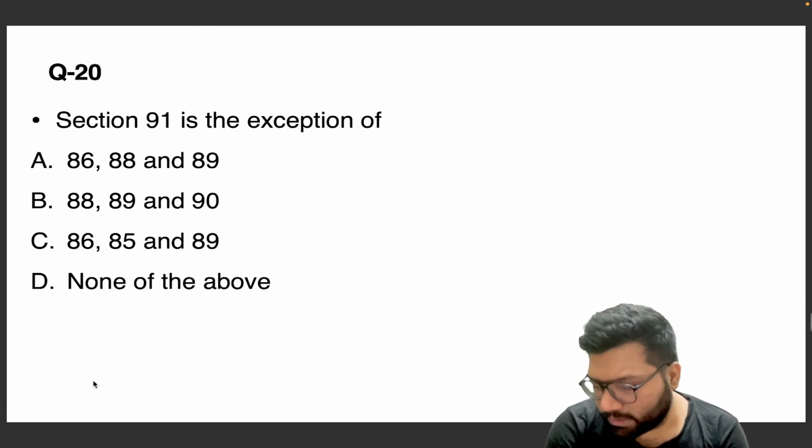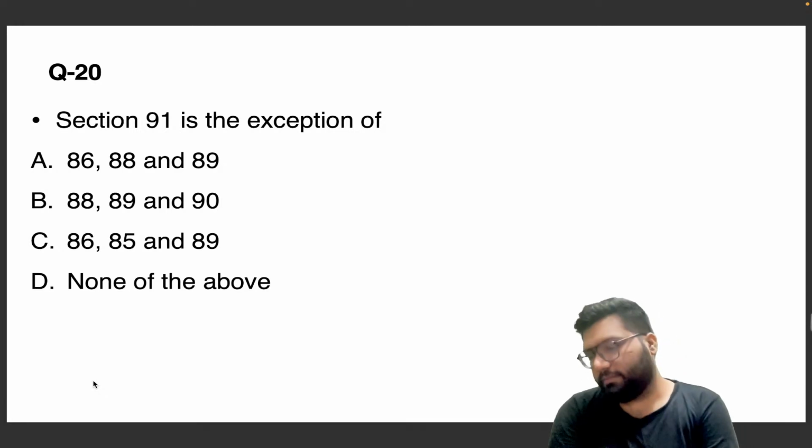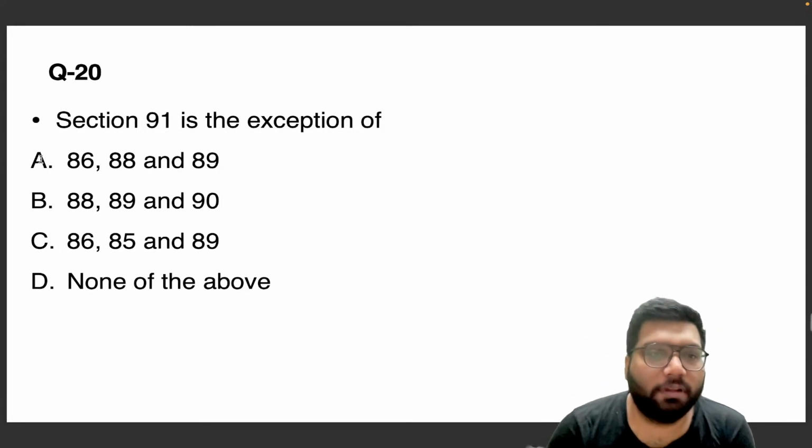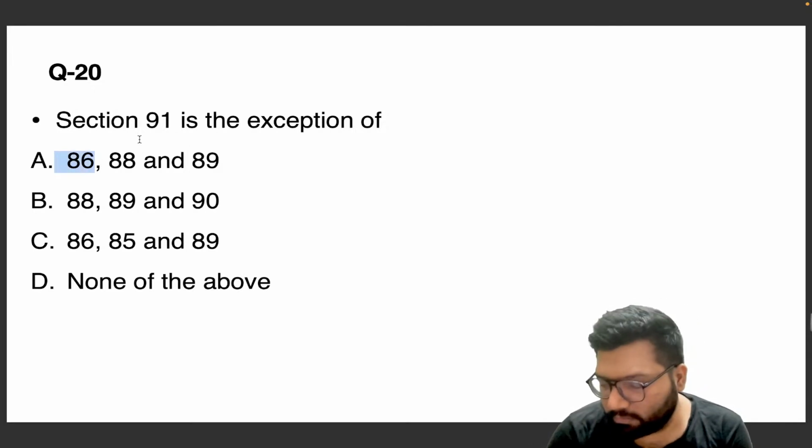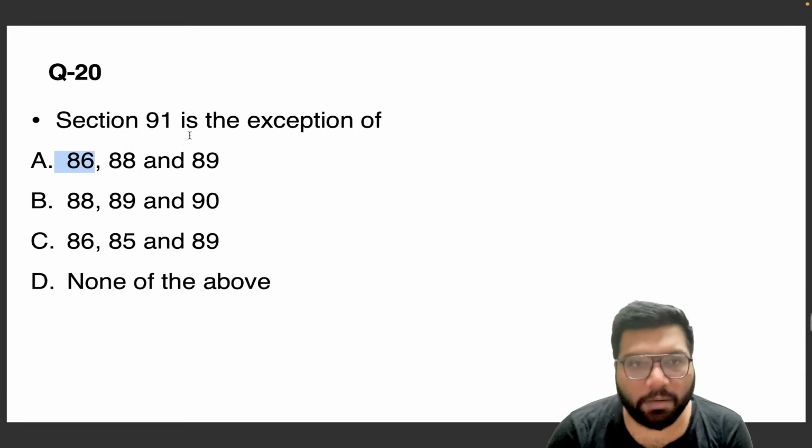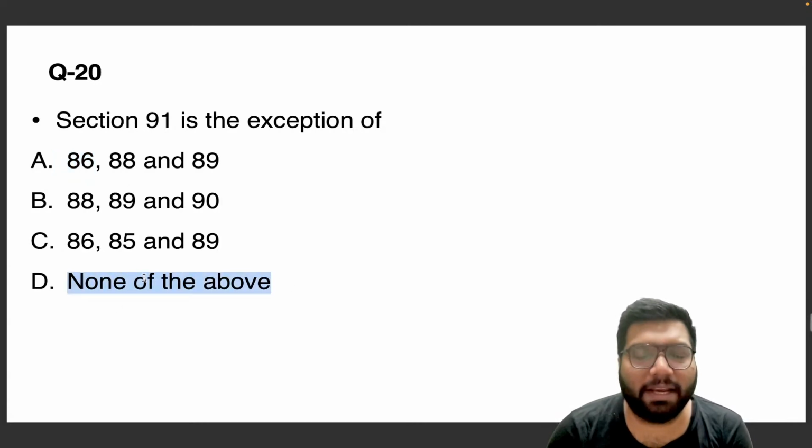The only student to answer question number 20 correctly is Mamta. What are you doing? 87, 88 and 89. 86 is not the exception of 91. The exception in 91 is not 86. D is the correct answer: none of the above. The correct answer is 87, 88 and 89, which is not mentioned here.